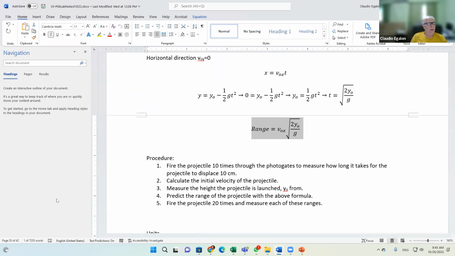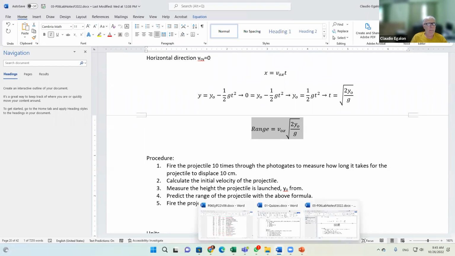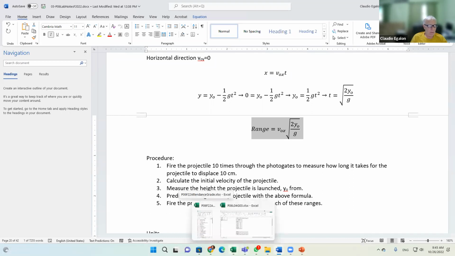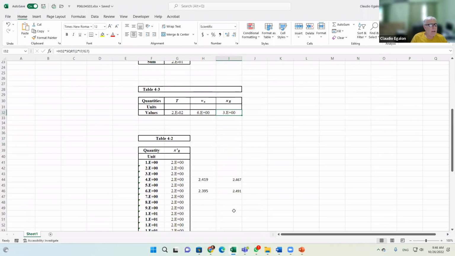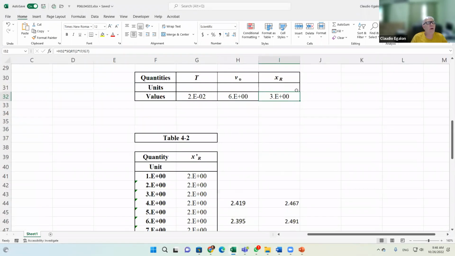That's the theoretical result of the range, and we're going to fire this projectile 20 times and measure this range 20 times and compare to this theoretical result. That's what XR is all about, the range of the projectile. If you want to know the exact number, you have to change the format of this number.